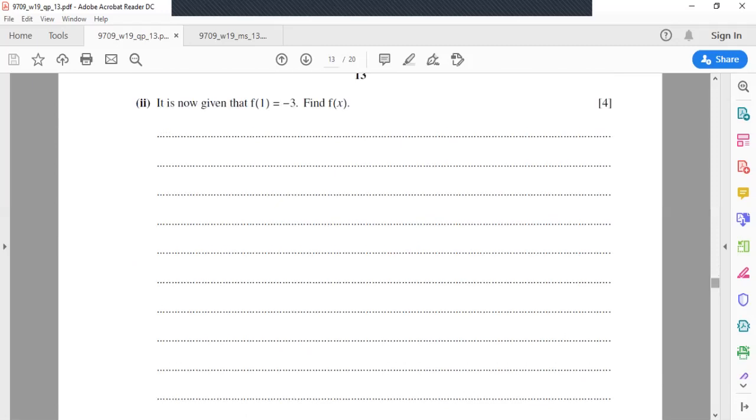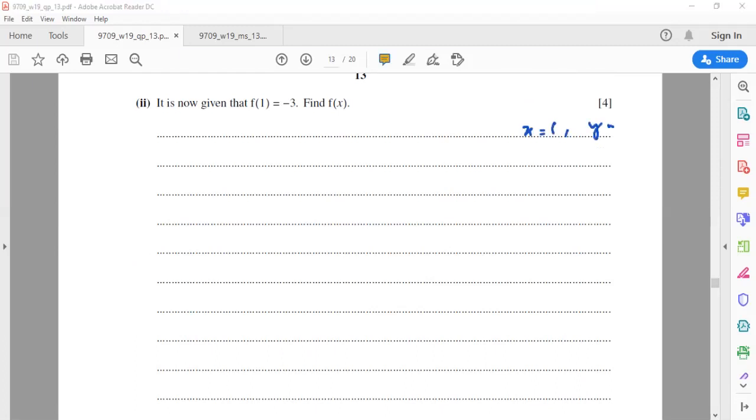Okay, it's now given that f of 1 equals to 3. That means if x is equals to 1, y equals to 3. Sorry, minus 3. So let's find the curve f of x. And here actually he's asking us to find the integration of f dash of x. F dash of x was with us 3 into 2x minus 1 power 1 over 2 minus 6. So if you integrate it, this will become f of x.